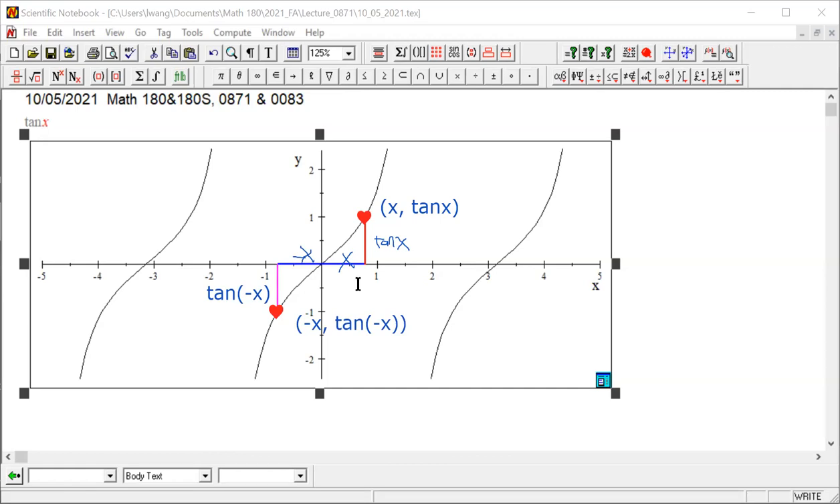Okay, another odd function you can work with is x raised to the power 3. It's also the same story. Now tangent, so that will lead us to these two forms. One of the forms is tangent of negative x. Tangent of negative x is the same as the opposite, the opposite of tangent x.